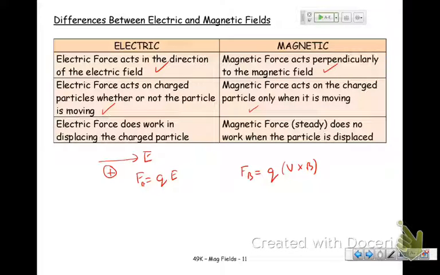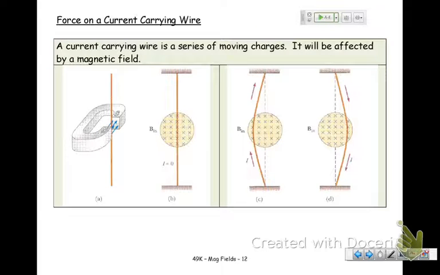And electric force does work in displacing a charge. The force is in the direction of the displacement, so work is done on it. In this case, no work is done on it because they're perpendicular. So it's kind of interesting. Just similar but different. And whenever you get things that are similar but different, always put them down on the same piece of paper and compare and contrast them. Let's watch this in action.